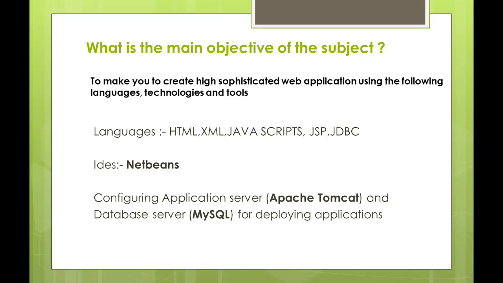And also, you should be able to configure an application server and a database server. As part of our syllabus, we'll be using the application server Apache Tomcat. Apache Tomcat is one of the world famous application servers. The name is Tomcat, and as it belongs to the Apache industry, the name is given as Apache Tomcat. And for the database server, we have an official license for Oracle. If not Oracle, we'll be using MySQL. So we'll be using any database server.